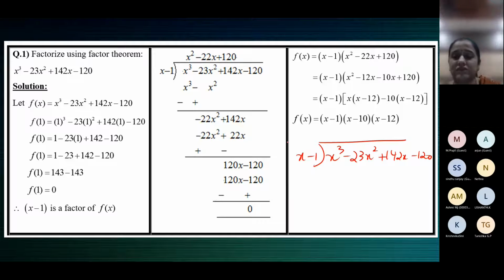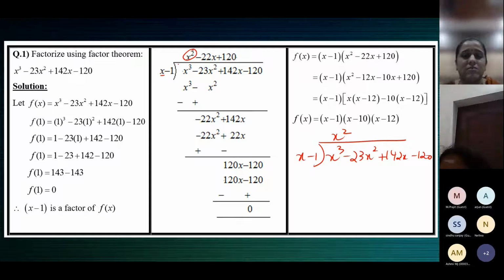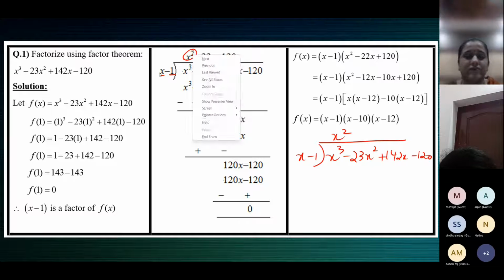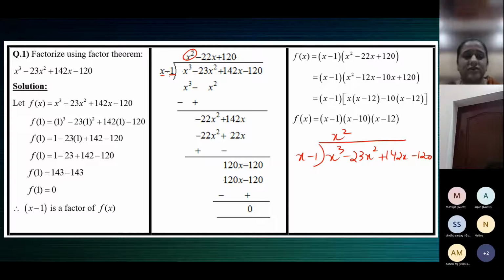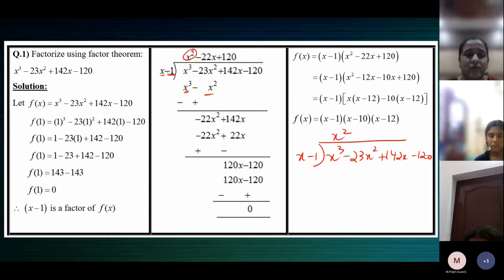So now you're going to start the division process. x cubed divided by x is x squared. So write x squared. Now multiply x squared with x, and x squared with minus 1. x squared into x is x cubed. x squared into minus 1 is minus x squared. Multiply x squared with x and minus 1 and write the result here.